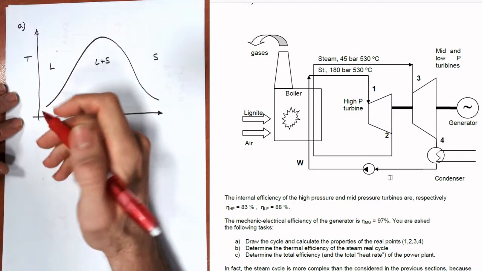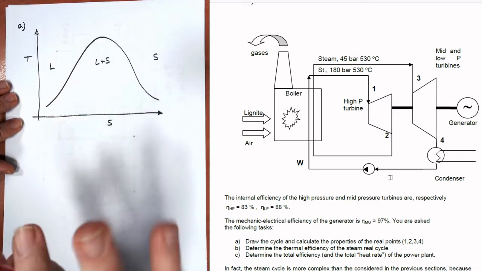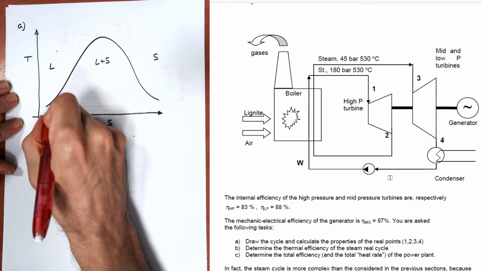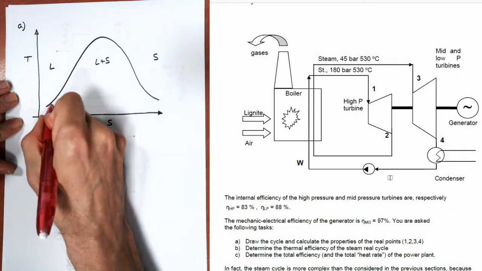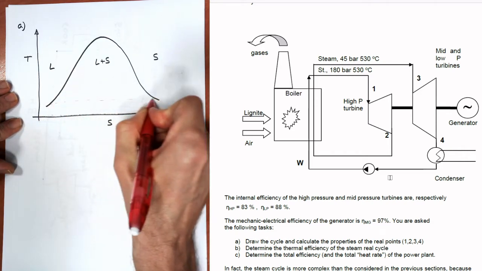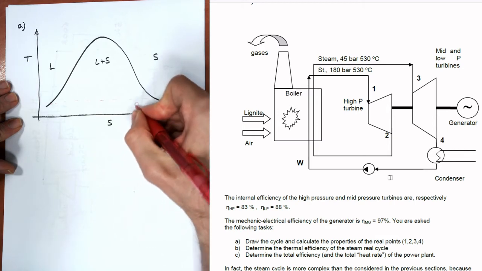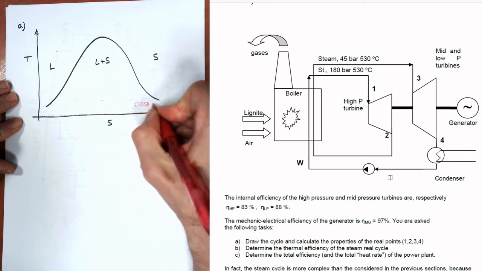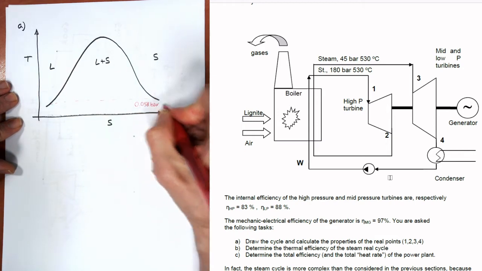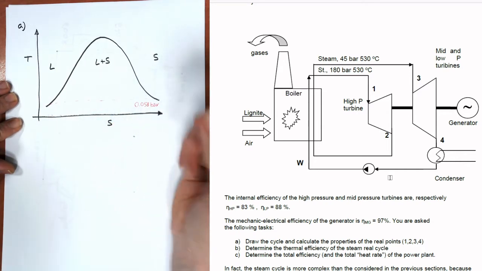So let's first draw some pressure lines. This is the second step that we need to do. In this case we have three pressure lines. One is at the condenser, so it will be here with a very low pressure. I think the pressure was 0.058 bar, so this is really low pressure. And then we have two more pressure lines.